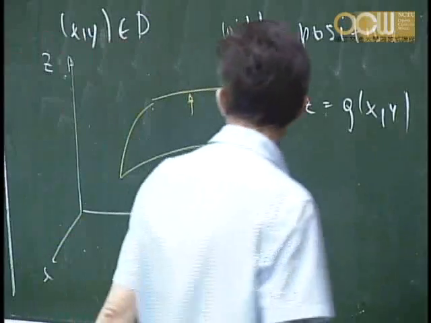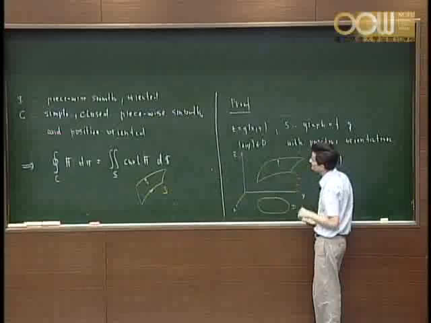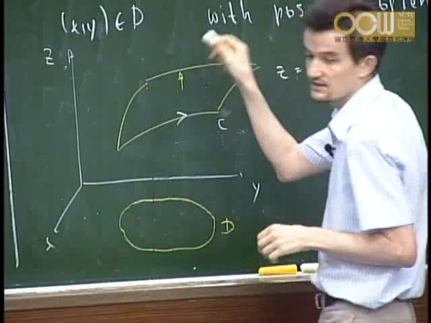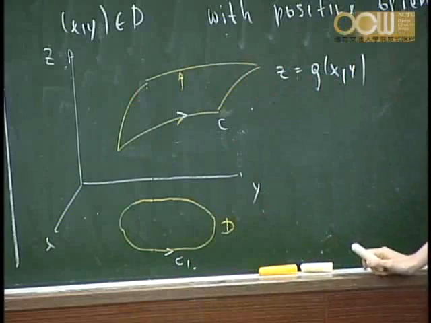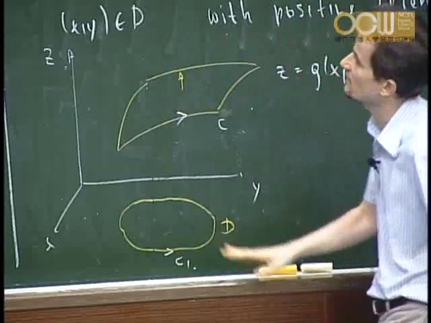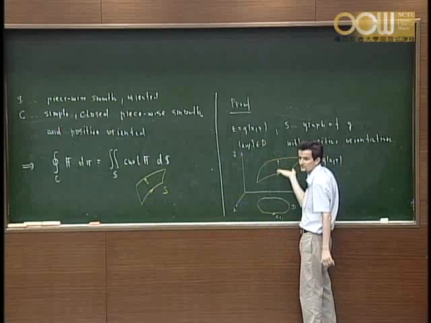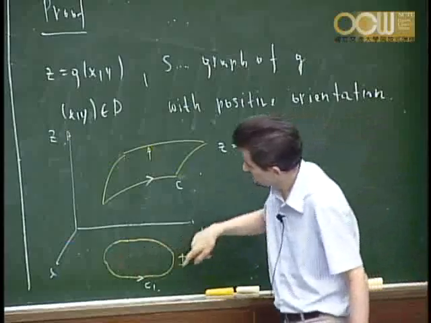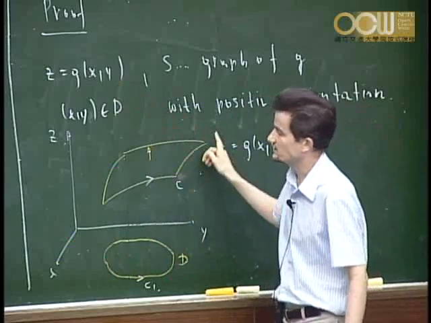Moreover, I need some more assumptions because you see that for this choice, C here will be oriented like this. So this is C here. Now here you have C1. Of course, it's not necessary that the boundary here corresponds to the boundary here. This depends on how the function maps, how D is lifted onto the surface. But I assume that the boundary here is under the function G mapped onto the boundary here.